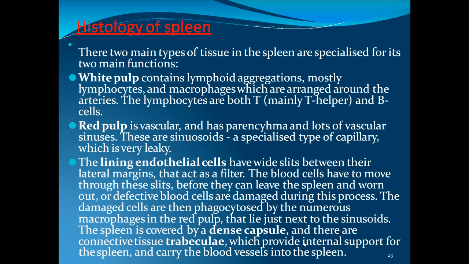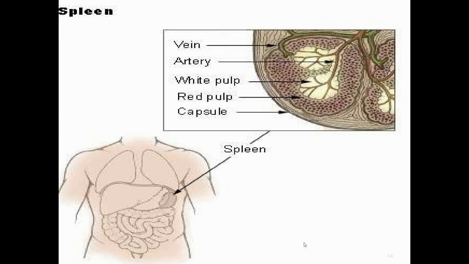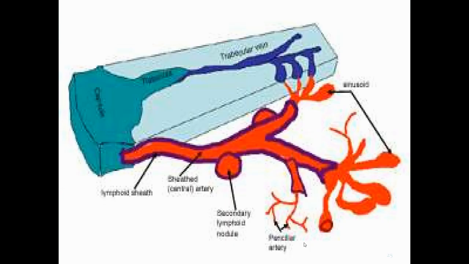Blood cells have to move through these slits before they can leave the spleen, and worn out or defective blood cells are damaged during this process. The damaged cells are then phagocytosed by the numerous macrophages in the red pulp that lies just next to the sinusoids. The spleen is covered by a dense capsule, and there are connective tissue trabeculae which provide internal support for the spleen and carry the blood vessels into the spleen. So you can see the section of the spleen. There is vein, artery, white pulp, red pulp, and capsule present.